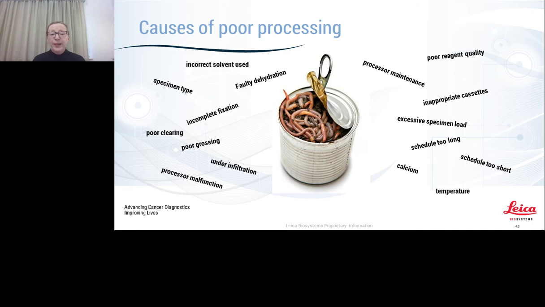So here is just some that we prepared earlier. And as you can see, it is a can of worms. There's incorrect solvent, there's a specimen type, there might be incorrect fixation, there might be faulty dehydration, poor clearing, poor grossing, under infiltration, processor malfunction, processes not maintained properly, poor quality reagent, inappropriate cassettes, excessive specimen load, scheduled too long, scheduled too short, there might be calcium in the tissue, or the temperature isn't correct. So, and these are just some.